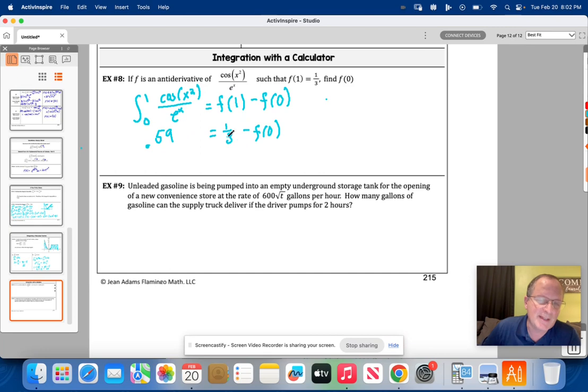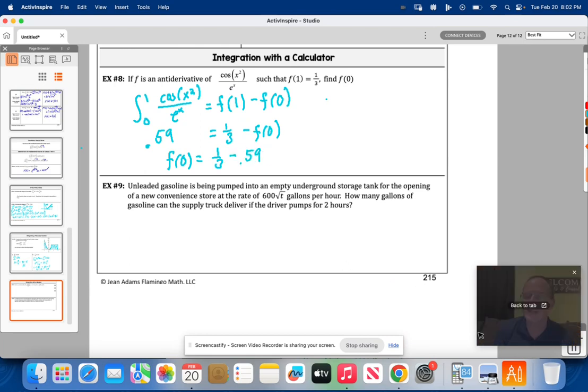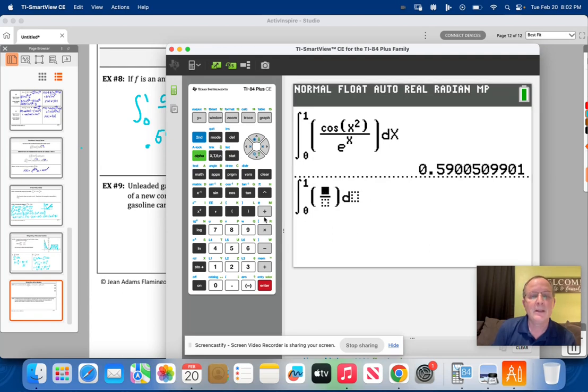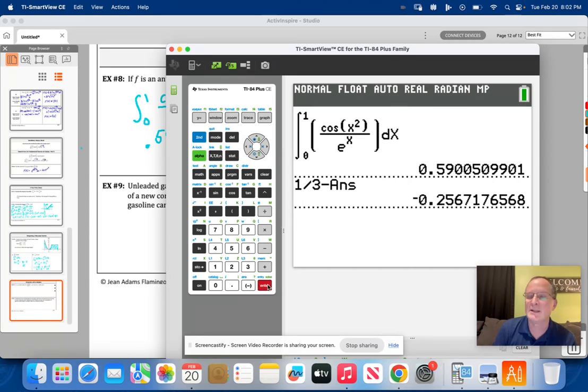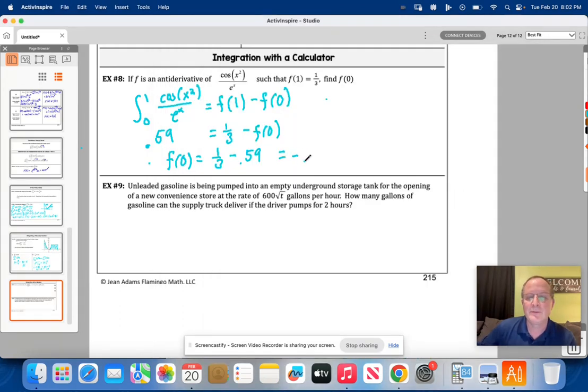So this is 0.59. All right. Now, watch this. If I subtract that, that's going to be the opposite of my answer, right? So let's go ahead and add the F of 0 to both sides. So F of 0 is going to equal 1/3 minus 0.59. So 1/3 minus the answer that we just found on the calculator. Boom. All right, there it is. Negative 2.257. So F of 0 is negative 2.257. All right, cool.